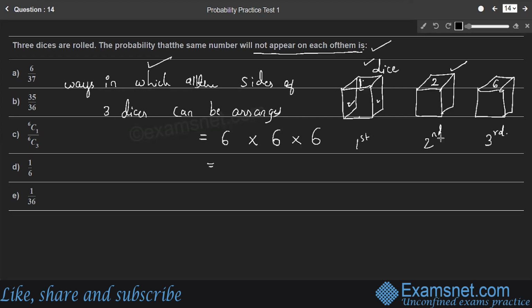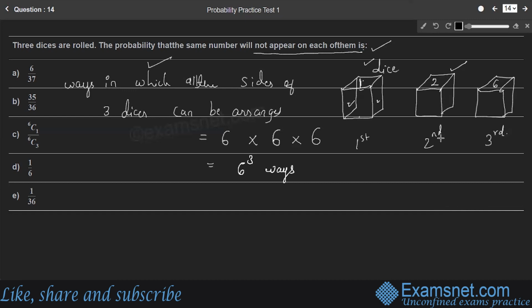If you take the sum of these, 6 plus 6 plus 6, it gives the ways in which only one side from each dice can be arranged in different ways, right? 6 plus 6 plus 6 is 18. In 18 different ways, altogether 3 faces can be arranged. But here we are taking all the sides of 3 dices, therefore it is the product of 6, 6, 6, right? Therefore it is 6 cube ways. In 6 cube ways, we can arrange all the 6 sides of 3 dices, right?